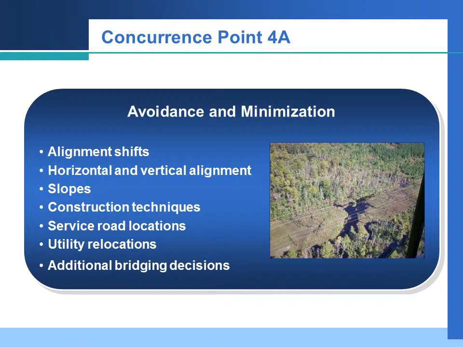It should be recognized that additional minimization may be achieved during the final design process with more precise mapping. This includes the project hydraulic design, which will be addressed in Concurrence Points 4B and 4C. Upon reaching Concurrence Point 4A, the project development engineer will document all avoidance and minimization efforts that have been achieved to this point. This information will be provided to the project team and to the Natural Environment section for inclusion in the updated Section 404 permit application. Note that Concurrence Point 4A does not have to be completed prior to the issuance of the FEIS or FONSI.